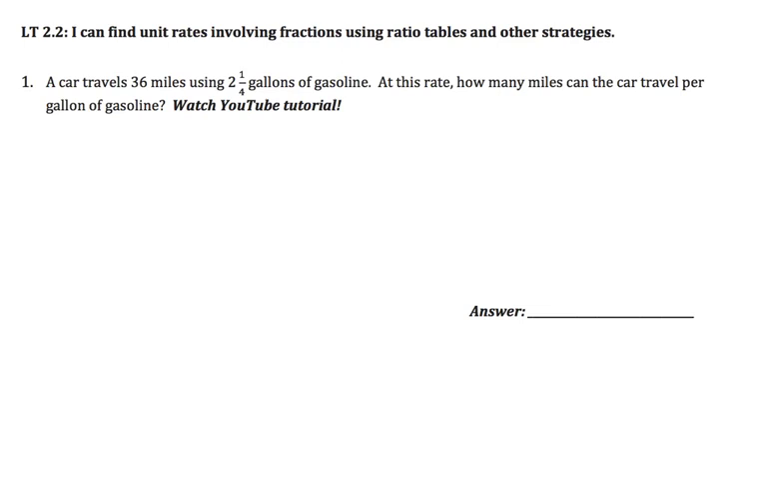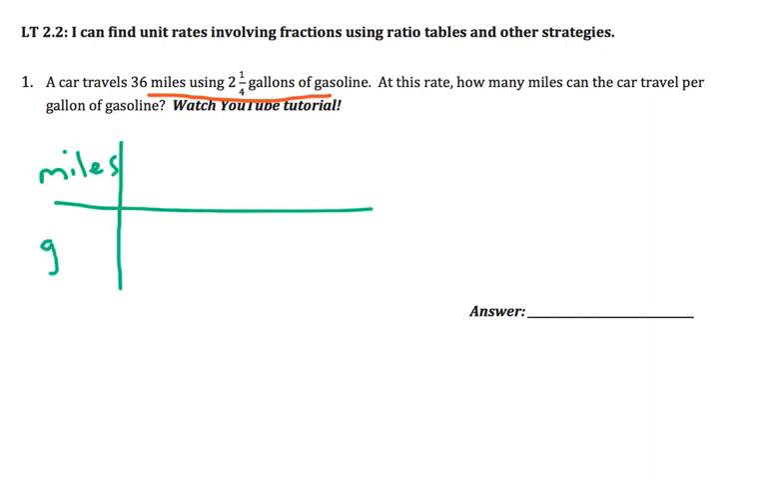So this problem says a car travels 36 miles using 2 1/4 gallons of gasoline. At this rate, how many miles can the car travel per gallon of gasoline? So by far, the biggest mistake came when people tried to set up the ratio table but did it incorrectly. So I see that we have miles and we have gallons.